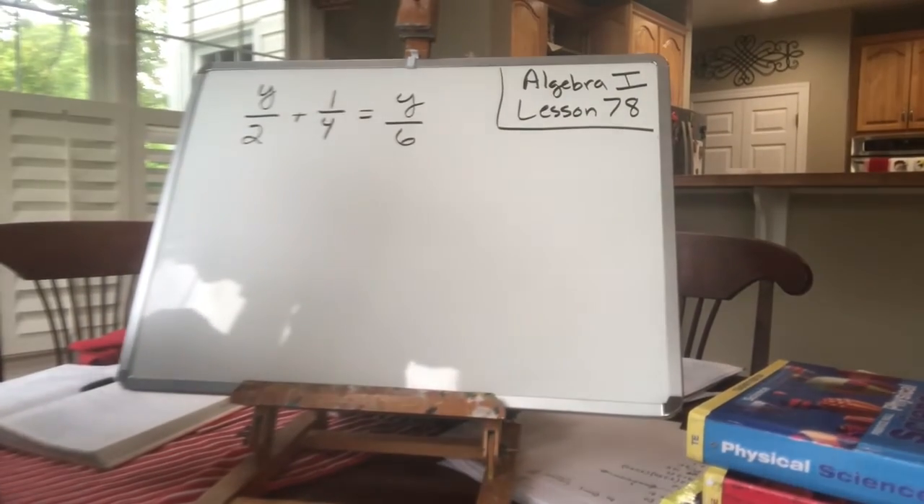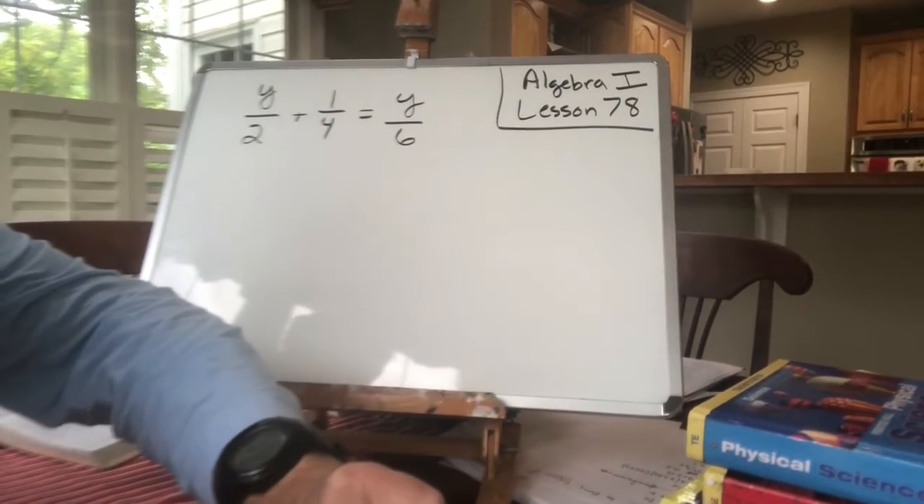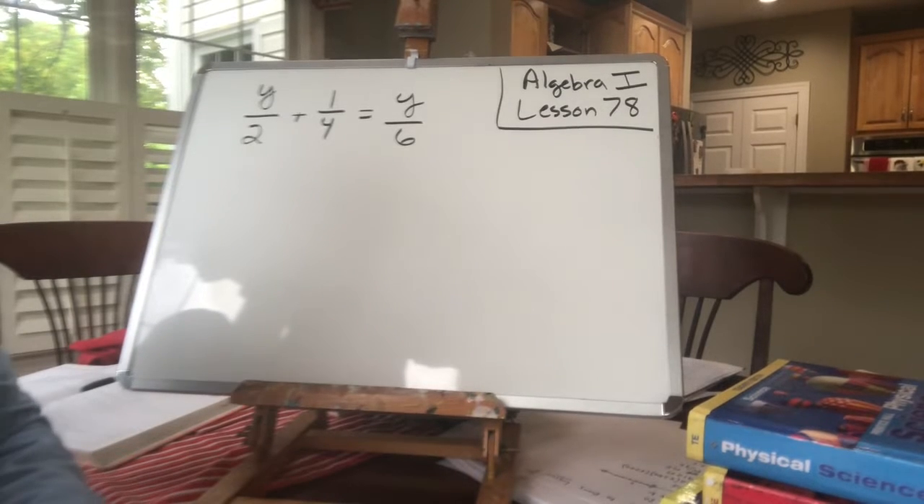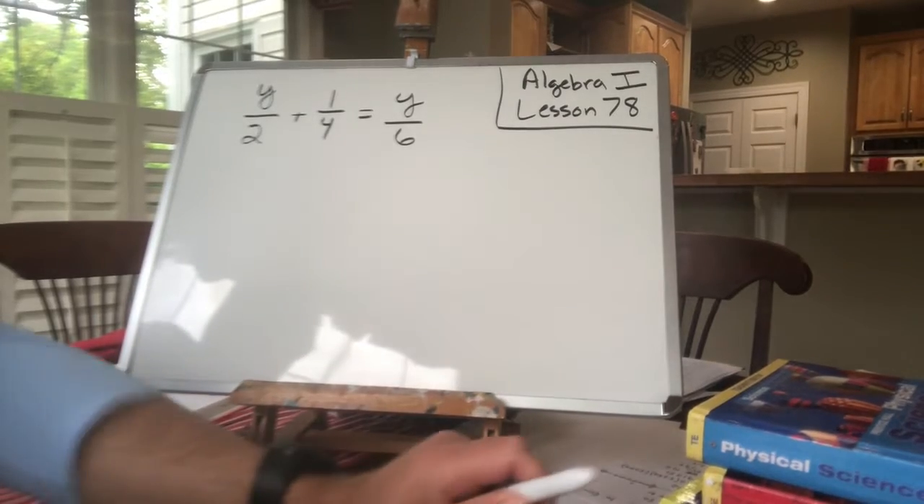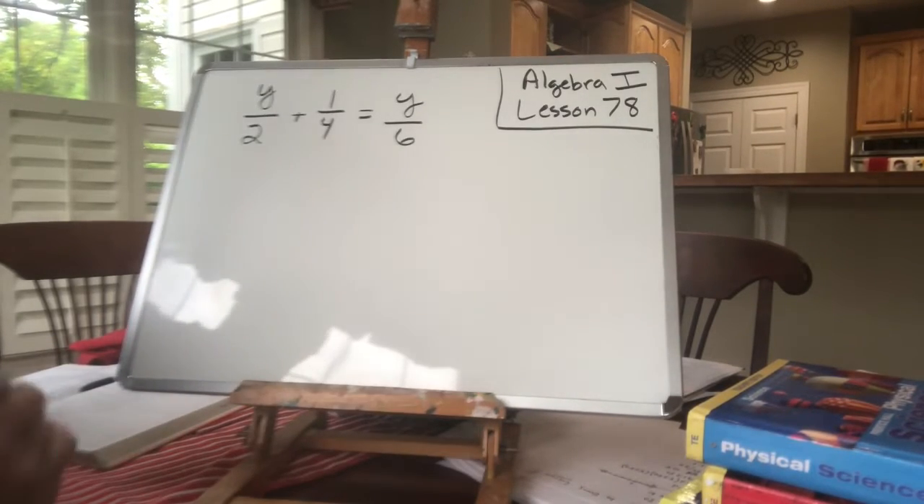Good morning, Algebra 1. This is Wednesday. I'm going to give you a lesson. You don't have to do it today, but it will be due tomorrow. And I will be giving you a test on Friday because we've already done 4 lessons. This is lesson 78, okay? And it's called Rational Expressions.